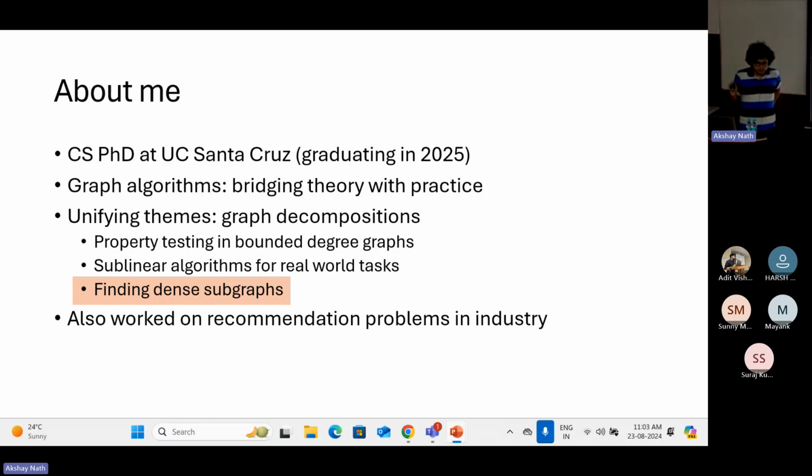Dense subgraphs, in particular one very specific variant of that, where I want to cover as much of the graph as I can with dense subgraphs.